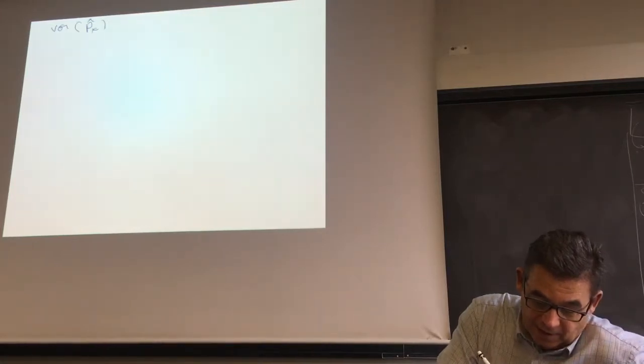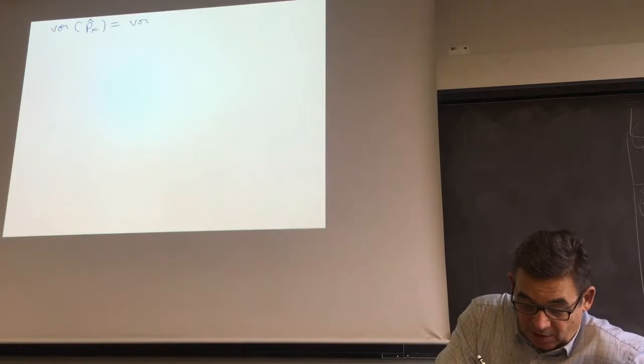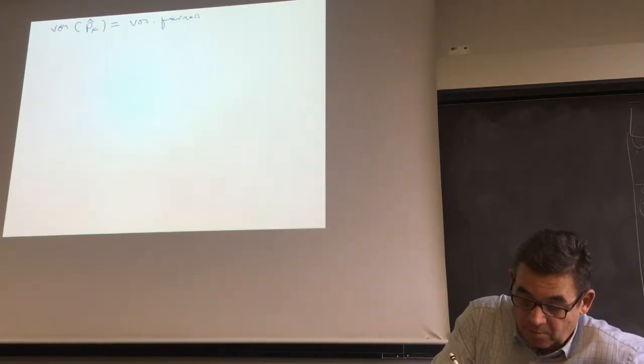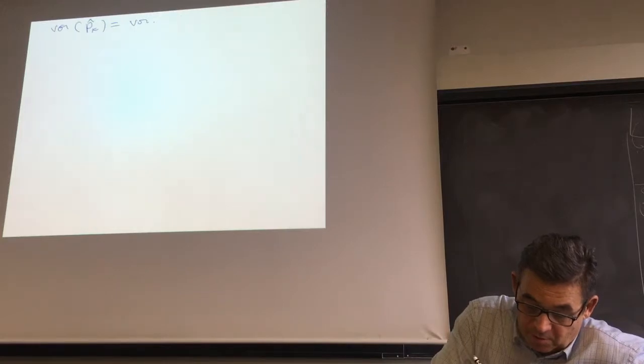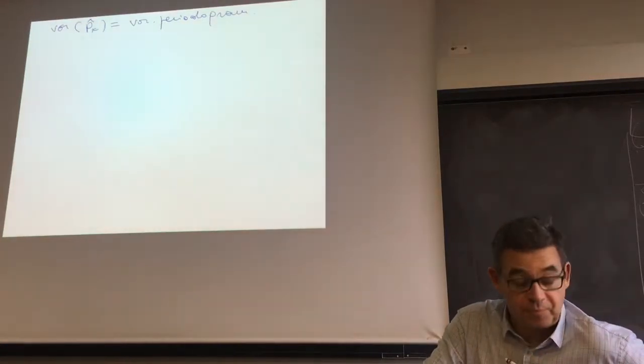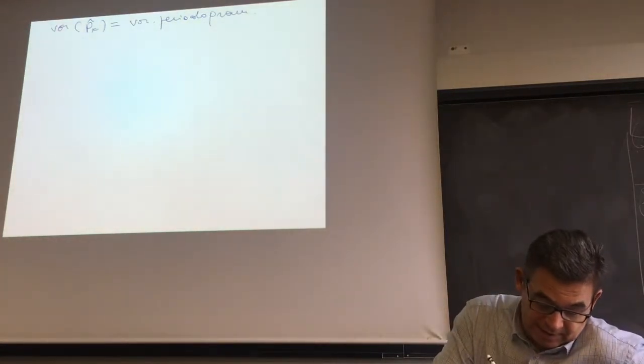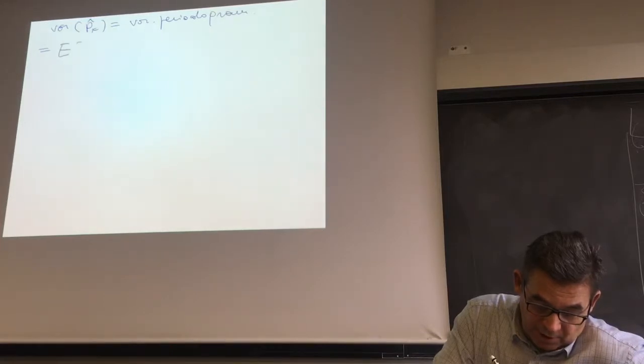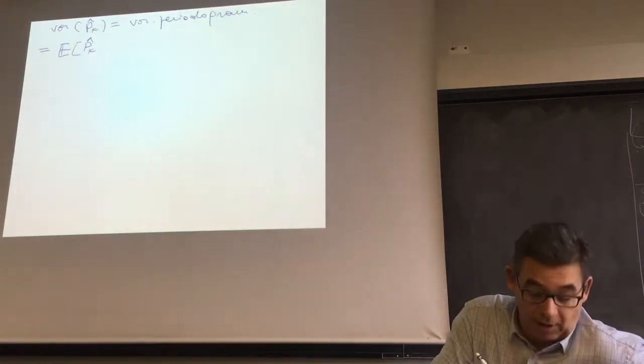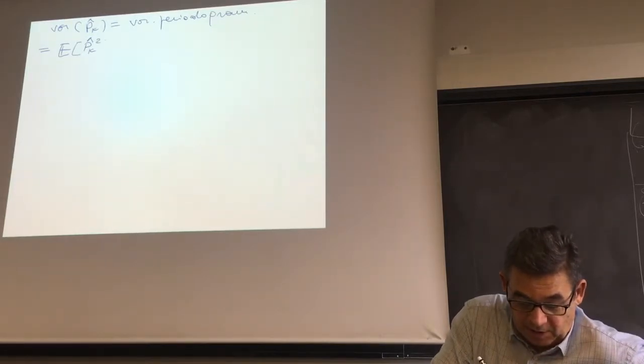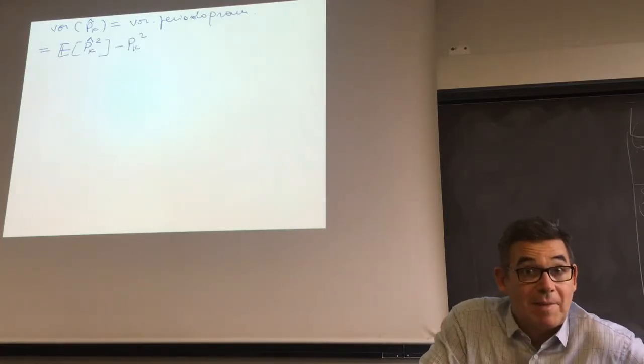So what I need to calculate is the variance of p hat k, which coincides with the variance of the periodogram. Okay, so what is the variance? The variance is equal to the expectation of p hat k minus pk, squared. So this is the expectation of p hat k squared minus pk squared. That's because it's unbiased, okay?